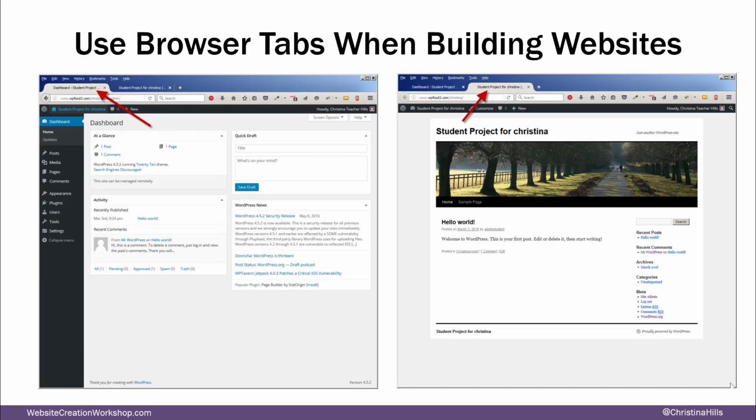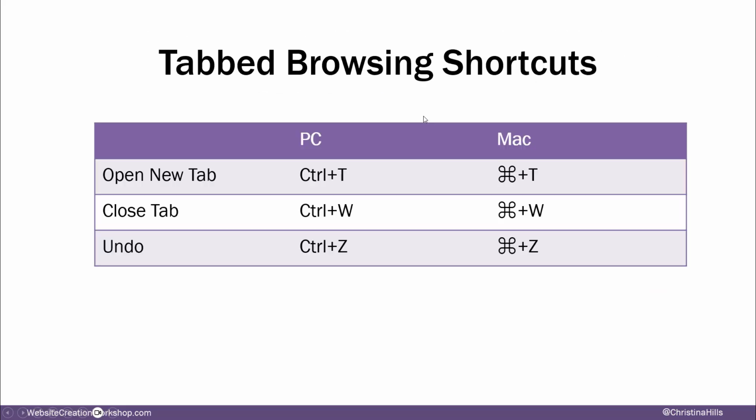So this is one of the things I teach in the website creation workshop, where I'm going to teach you how to build a WordPress site: to use tab browsing when you're building. That means in one tab, you've got the inside of WordPress, and then in another tab, you have the outside of WordPress. So in one little tab, you're making changes, and then you're looking at the outside. So it's really convenient when you're building sites.